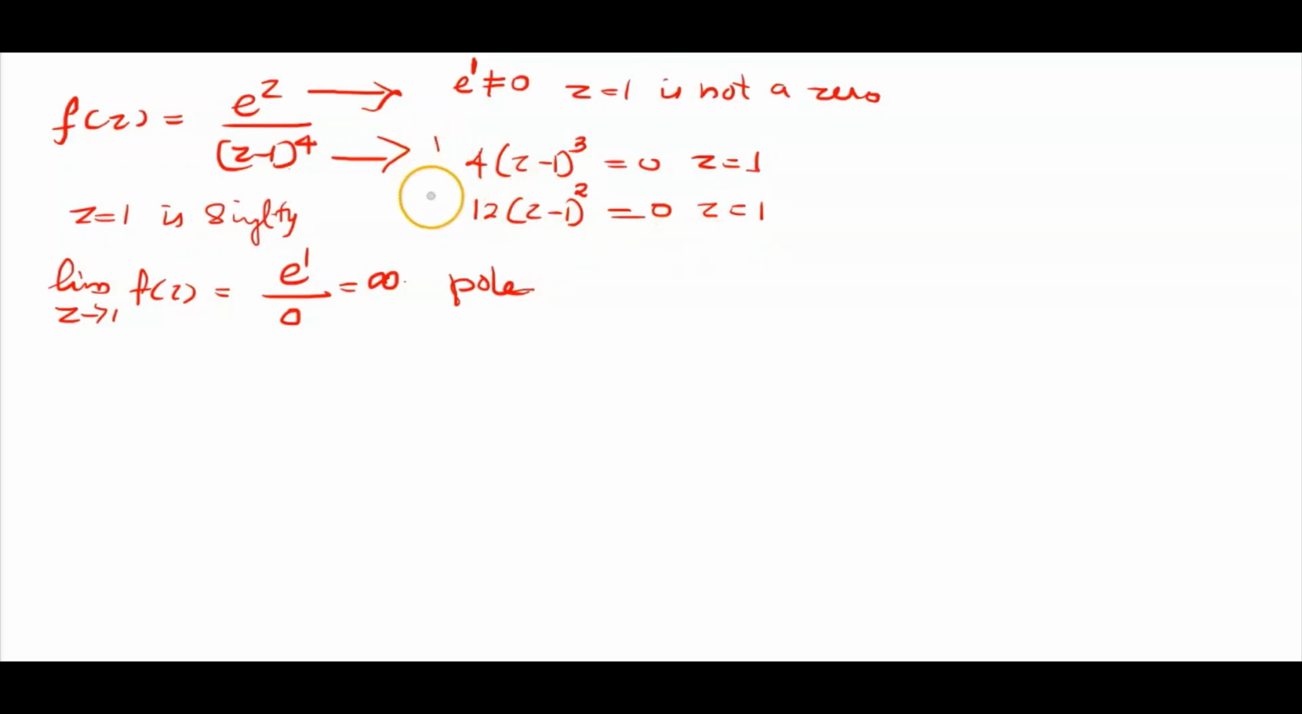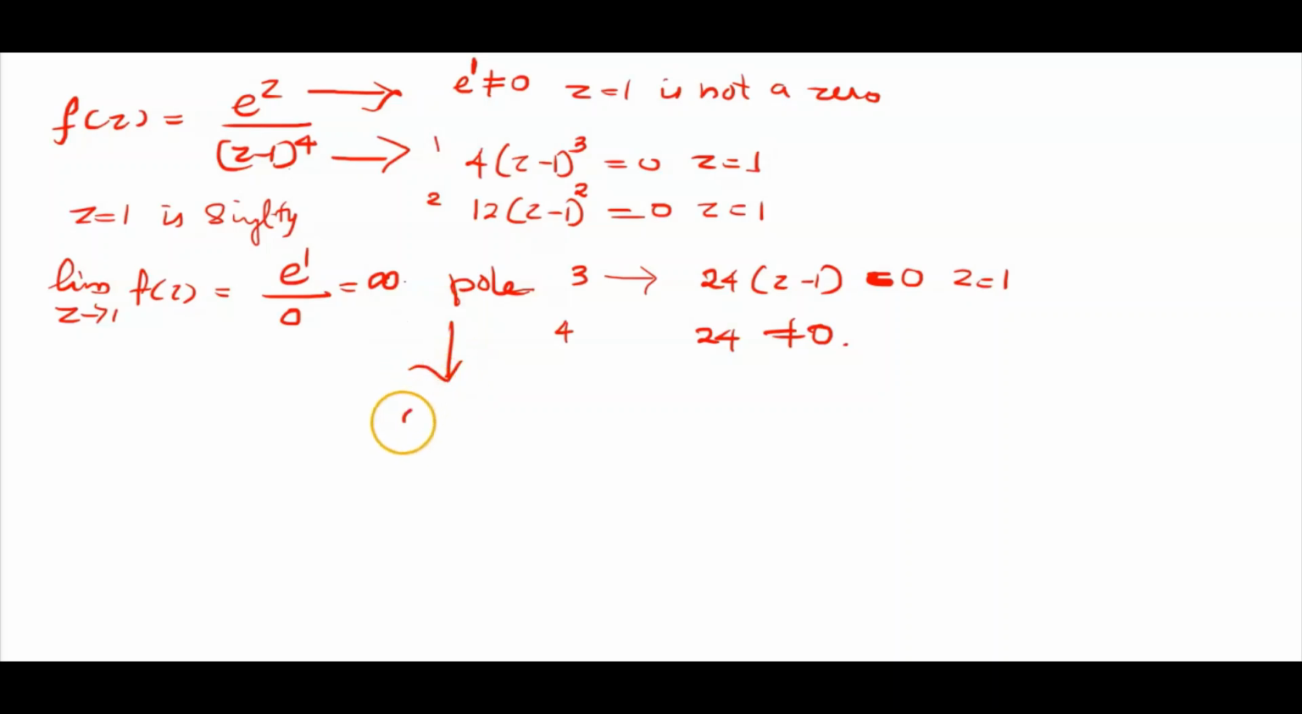So this is the first derivative, this is the second derivative. The third derivative is 12 into 2, that means 24 into (z minus 1) all power 1, also 0 for z is equal to 1. Now the fourth derivative is 24 itself, since the derivative of z minus 1 is 1, which is not equal to 0. So z is equal to 1 is a pole of order 4, since z is equal to 1 is not a 0 of the numerator. So z equal to 1 is a pole of order 4.